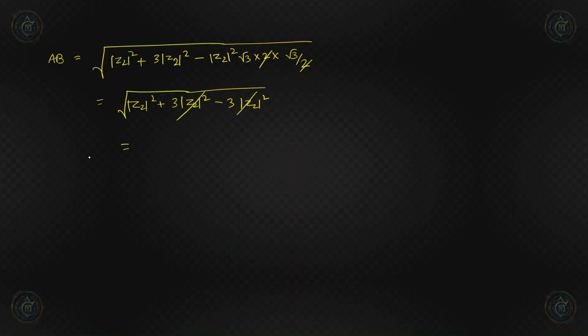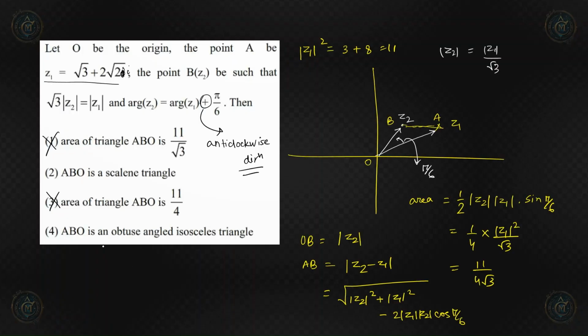That means we get AB equal to mod of z2. That means AB and OB are equal. Okay, so this means this side and this side are equal. So OBA should be an isosceles triangle. Now whether this is an obtuse angle or not, we have to check that.